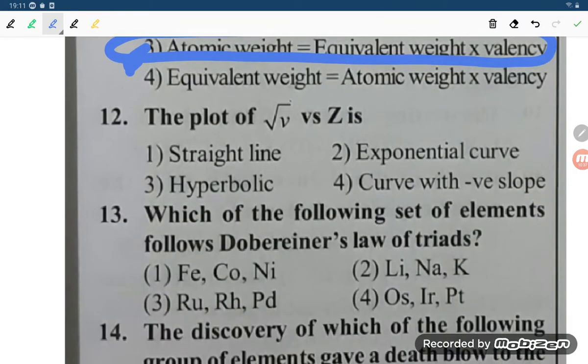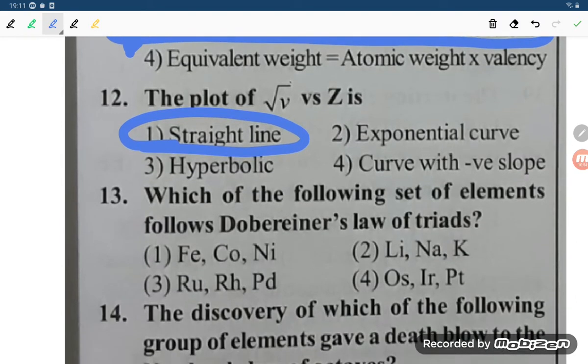Now let us move to the plot of root of frequency against Z. Root of frequency versus Z is a straight line. It will come as a straight line if you take Z, but if you take mass m, it will not be a straight line. So question number 12, option number 1 is correct. This model was given by the person who discovered the atomic number. This is the Moseley experiment, given by Moseley.